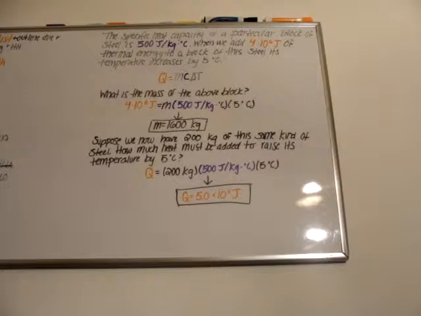This question is slightly different. You're given the mass and you're finding the heat. So suppose we now have 200 kilograms of the same kind of steel. How much heat must be added to raise its temperature by 5 degrees Celsius?